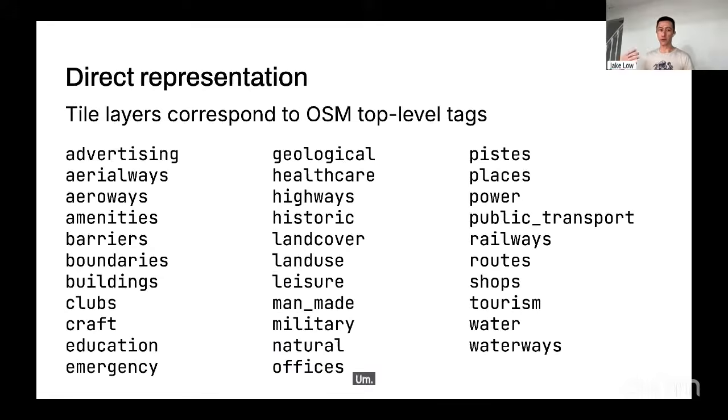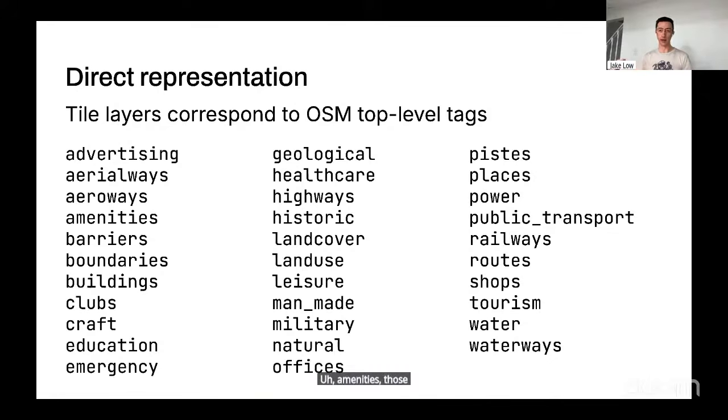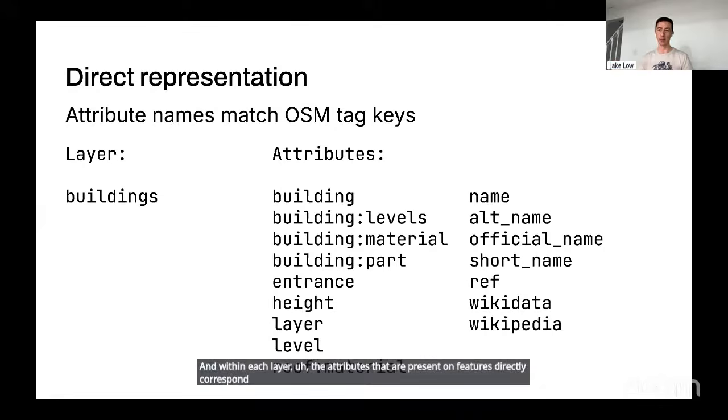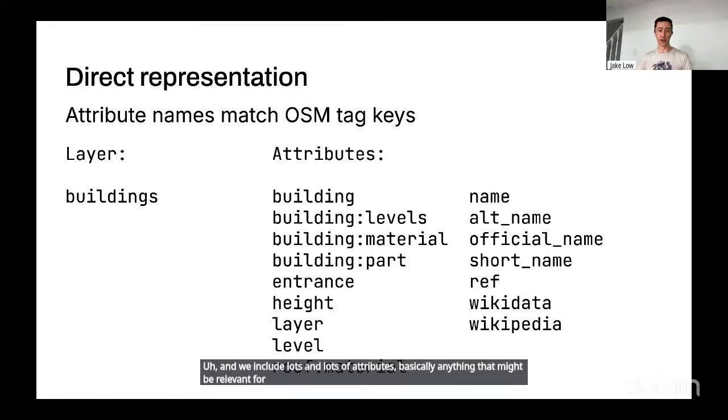Sourdough takes this approach of direct representation of OSM data. So OSM top level tags like buildings, highways, amenities, those become layers in the vector tiles. And within each layer, the attributes that are present on features directly correspond to tags in OpenStreetMap. And we include lots and lots of attributes. Basically, anything that might be relevant for rendering that feature, Sourdough tries to include.